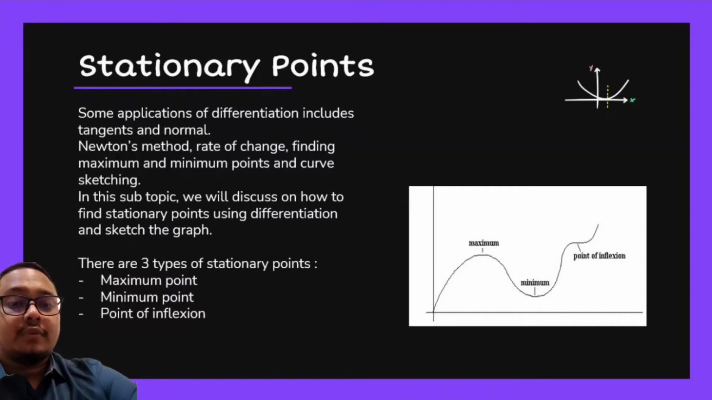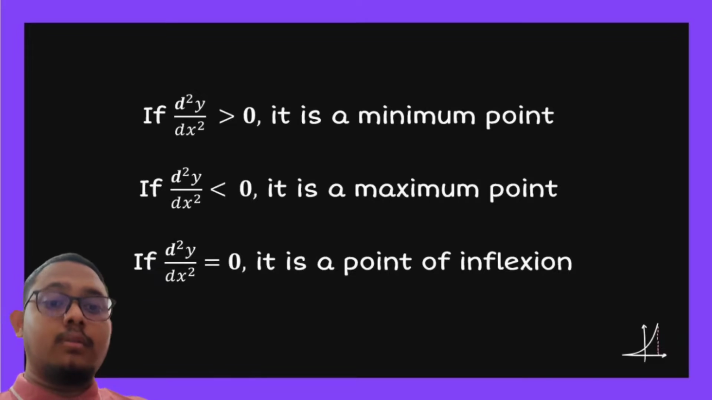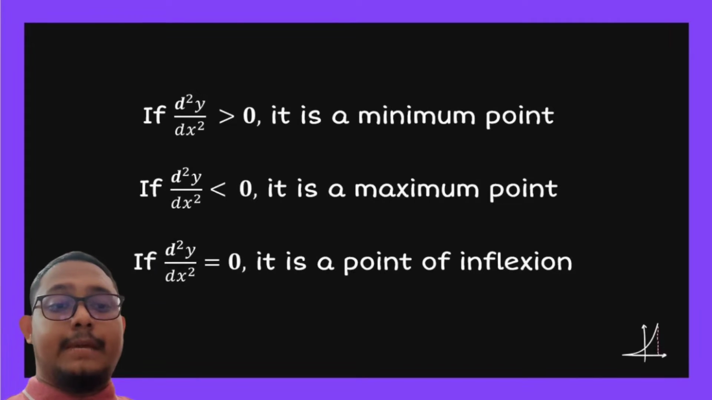There are three types of stationary points. The first one is the maximum point, the second is the minimum point, and the point of inflection is the third one. You can see in the picture given. Next, I will be talking about minimum, maximum, and point of inflection.